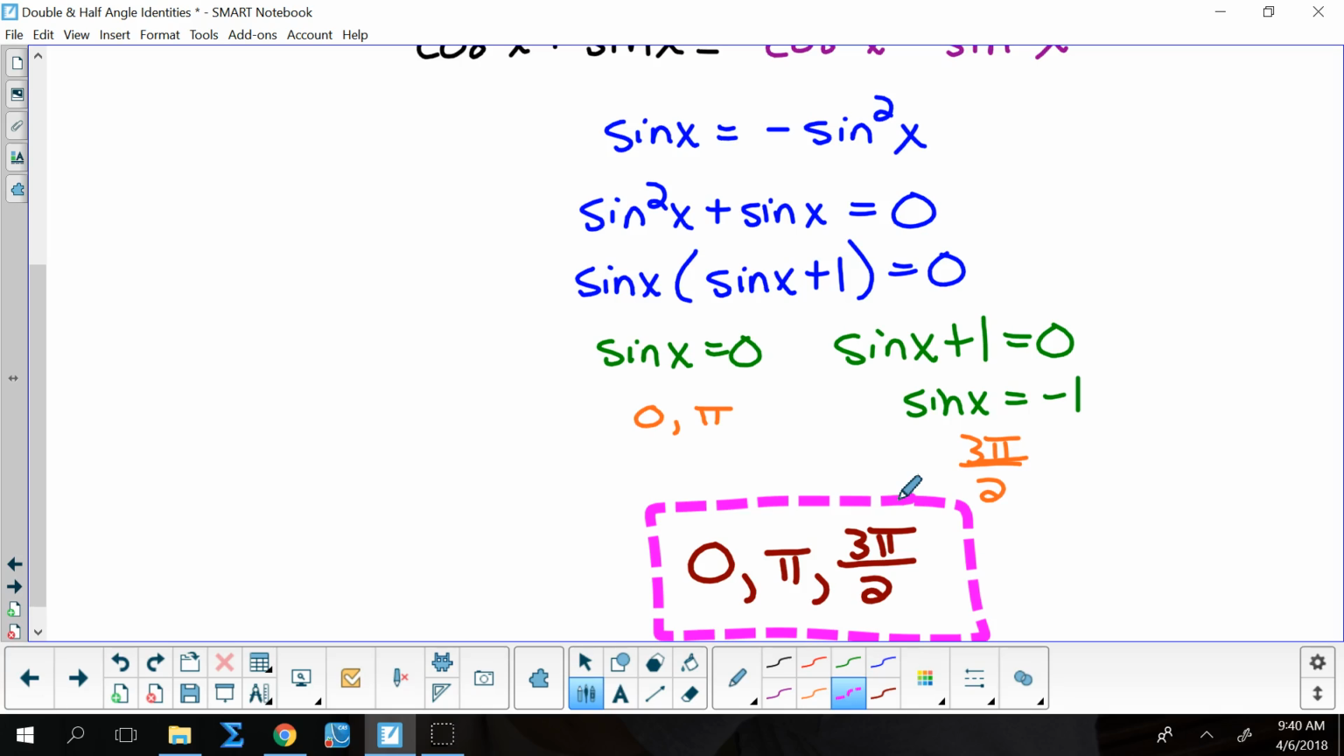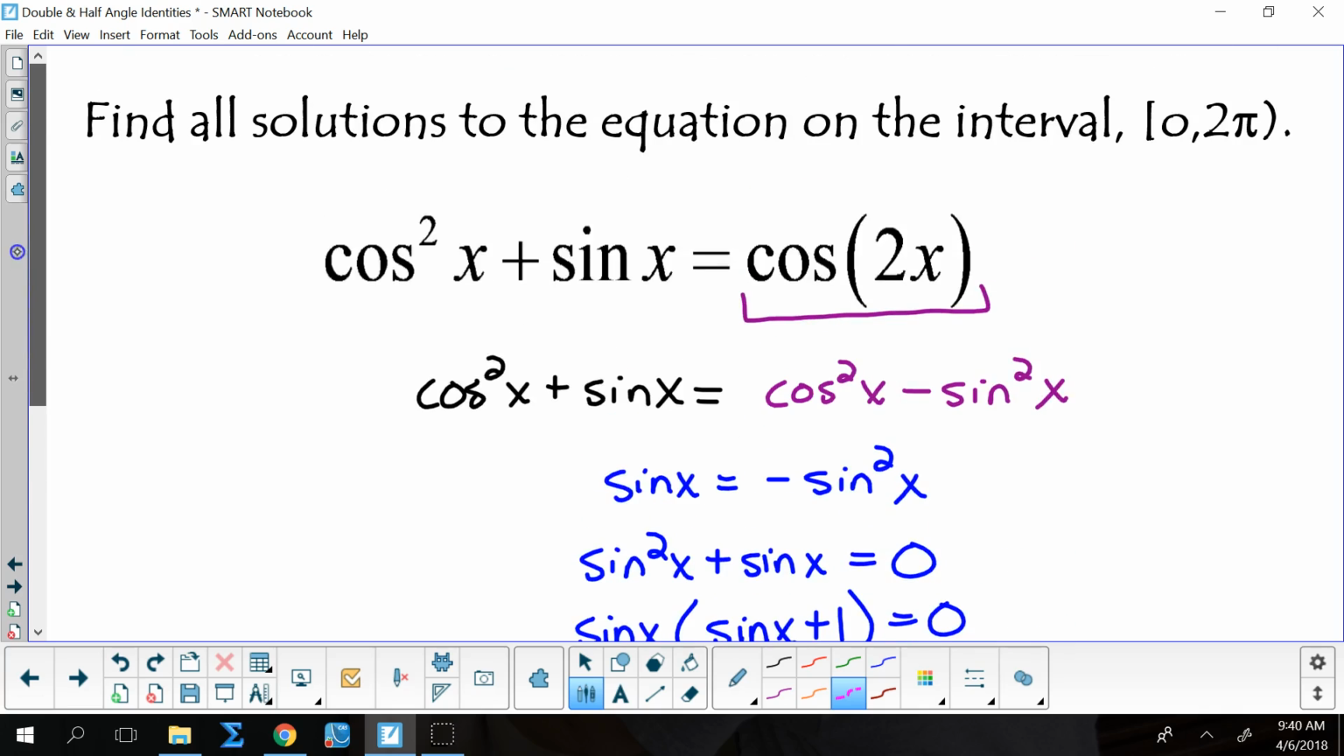What were the restrictions on it? From 0 to 2 pi. Did you have to include 2 pi, or is that not included in it? Not.